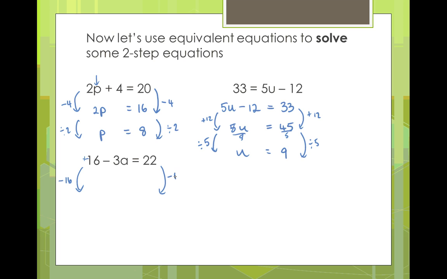And of course, whatever I do to the left-hand side, I need to do to the right-hand side. What I'm left with now is negative 3a is equal to 6. One more step, because remember all of these are two-step equations. I want to get the a by itself, and I'm going to do that by dividing by negative 3. And whatever I do to the left, I do to the right as well. So I'm left with a on this side, and 6 divided by negative 3 is negative 2. So in this case, if I put negative 2 up in here, substitute it in, it should give me an answer of 22, which it does.